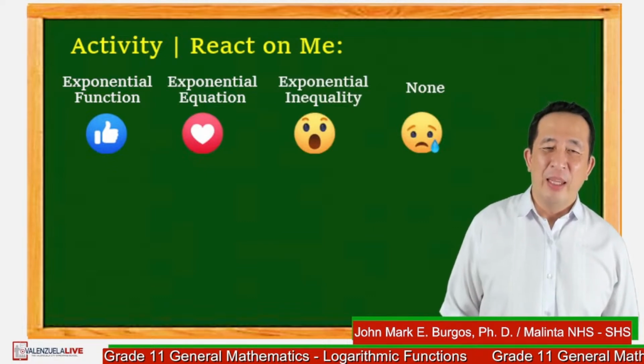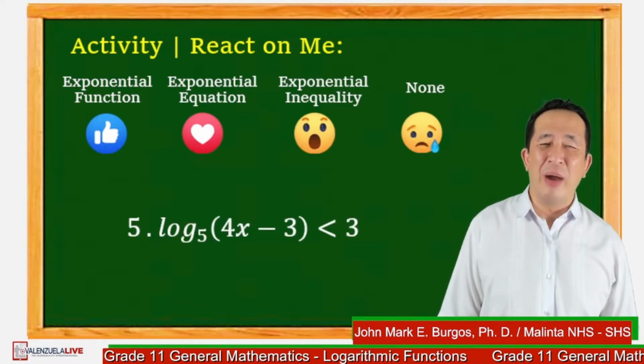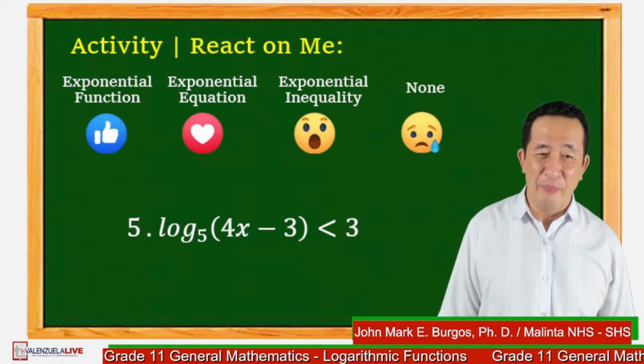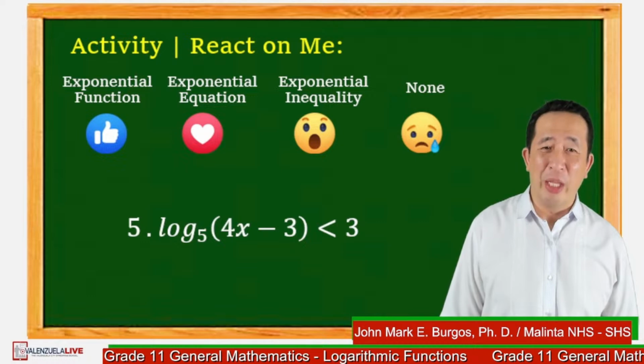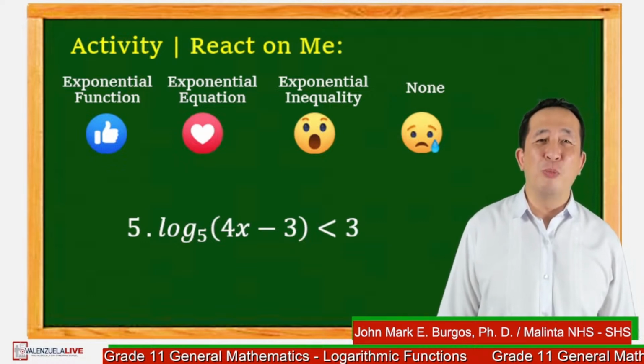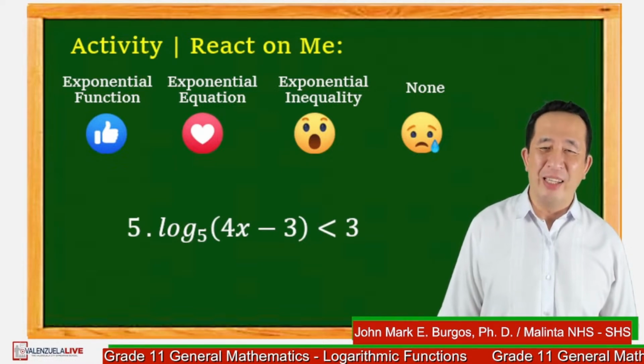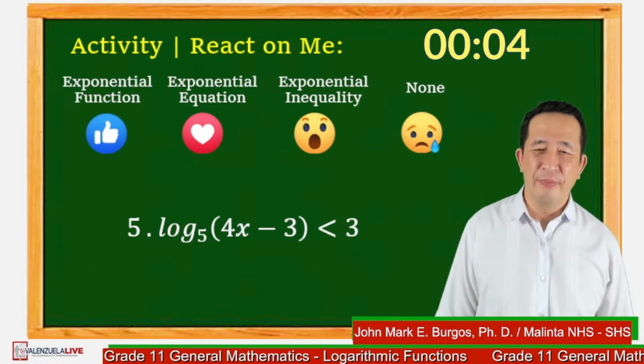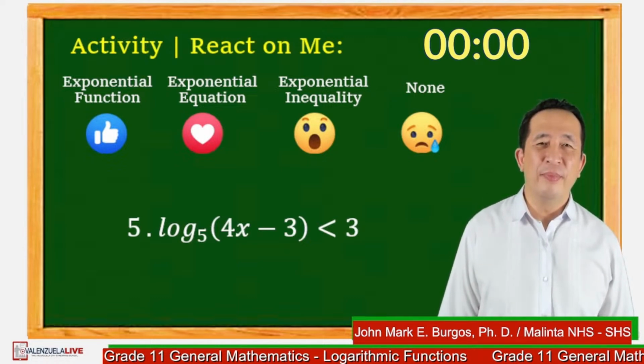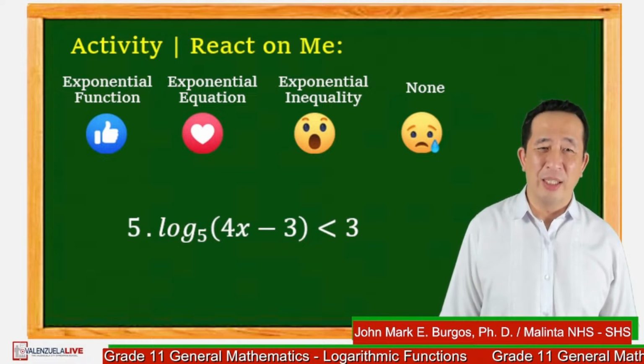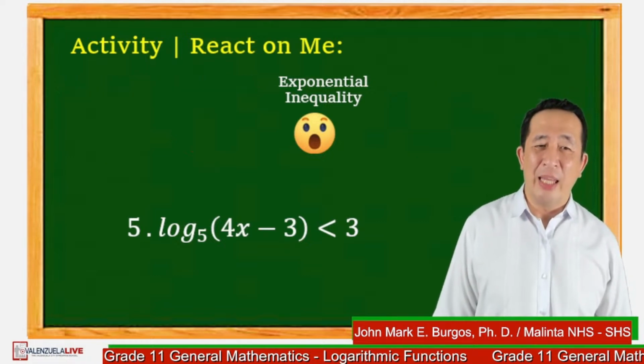Lastly, the logarithm of 4x minus 3 with base 5 is less than 3. Is it a logarithmic function, a logarithmic equation, a logarithmic inequality, or none? 5 seconds. Yes, you are correct. The answer is a logarithmic inequality.